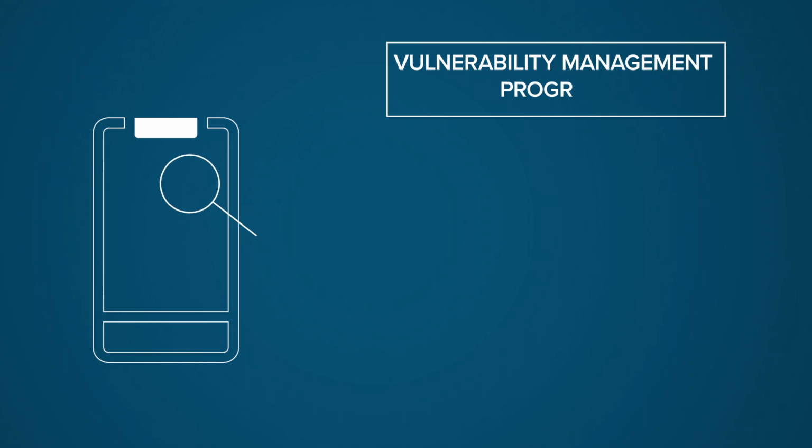2. Test for known vulnerabilities. There are multiple approaches to identifying vulnerabilities for applications. For commercial off-the-shelf software, implement a traditional vulnerability management program. Here's how to do it.